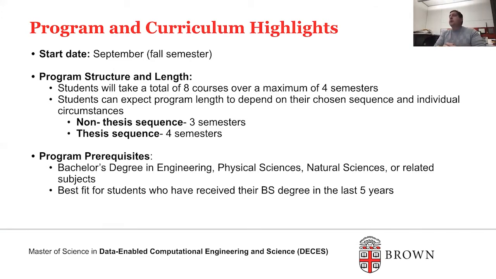Here are some program and curriculum highlights. The start date is typically September, so we start in the fall semester. The students will take a total of 8 courses over a maximum of 4 semesters. The program length depends on the student's chosen sequence and individual circumstances, but the likely scenarios are that a non-thesis sequence will take about 3 semesters to complete, and a thesis sequence, where you produce a master's thesis, will take about 4 semesters.